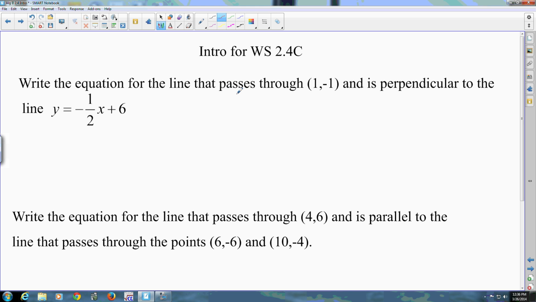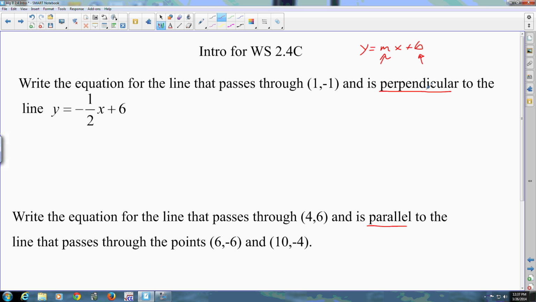Hello everyone, this is the second part of section 2.4. Remembering from the first part of section 2.4, in order to write the equation of a line, you needed the slope and the y-intercept. In these problems, you had to find the slope that's perpendicular to something or parallel to something.